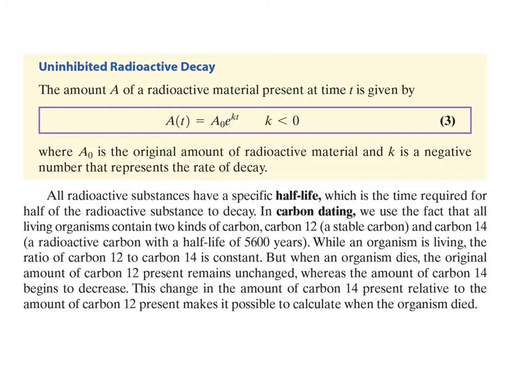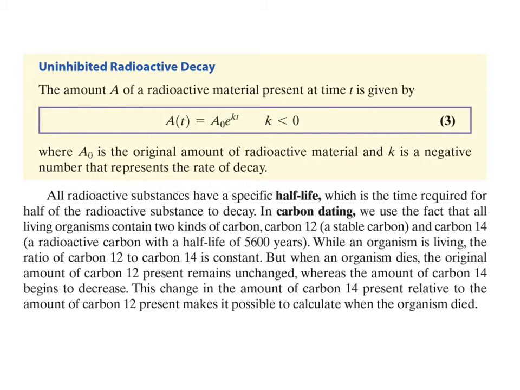So moving from uninhibited exponential growth, let's talk about uninhibited exponential decay. And to specify, let's look at radioactive decay. Now, you may have studied this in science class before, but our same equation here is the same as growth and decay. So we still have the A of t, A naught, e, and then kt. But this time k is less than 0.